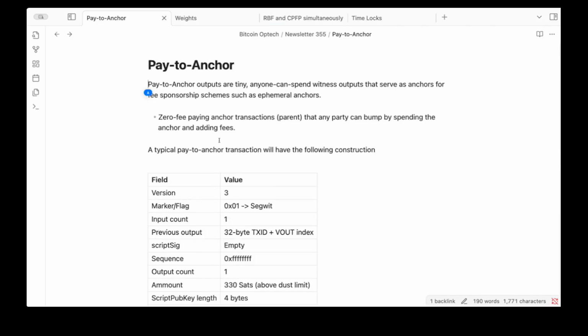Pay to anchor transactions are zero fee paying transactions that any party can bump by spending the anchor and adding fees. So the idea is you put in a dummy transaction, and then you bump it when required. This is the concept behind pay to anchors.